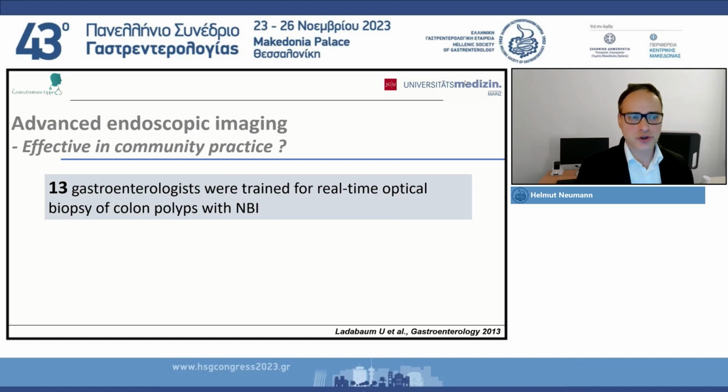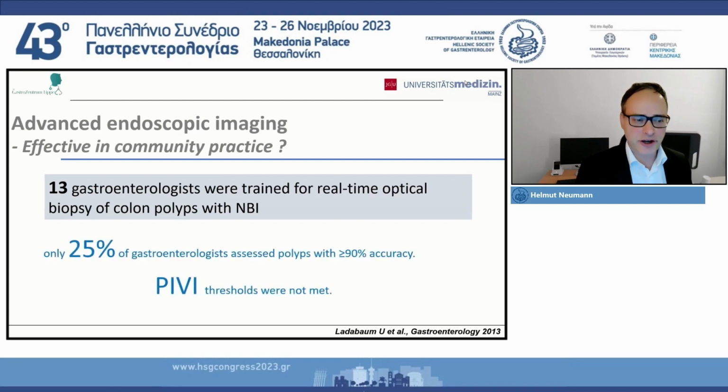And this is one of those studies showing it. So if we're using advanced imaging techniques like NBI, LCI, BLI, iScan, FICE, whatever we have, is it really even effective in community practice? And in this study, 13 gastroenterologists were trained for real-time optical biopsy of colon lesions by using optical chromoendoscopy with NBI, and you can see that only 25% of the gastroenterologists who were trained assessed the polyps with an accuracy of greater than 90%, and thereby meeting the thresholds as proposed by the ASGE in these previous statements in the preservation and incorporation of valuable endoscopic innovations.